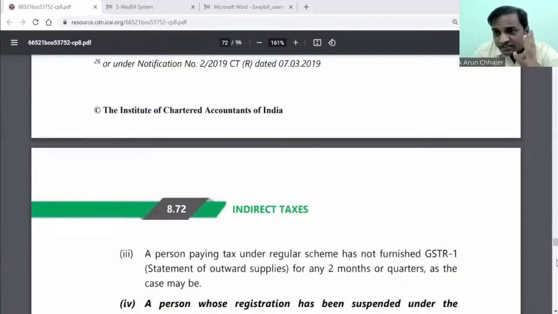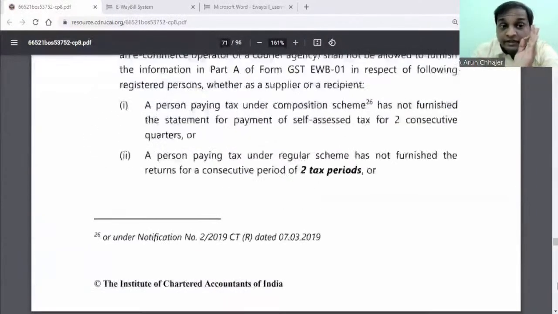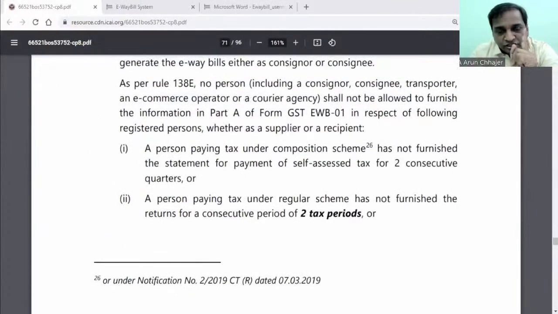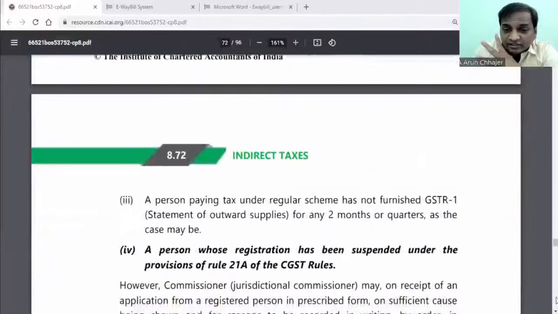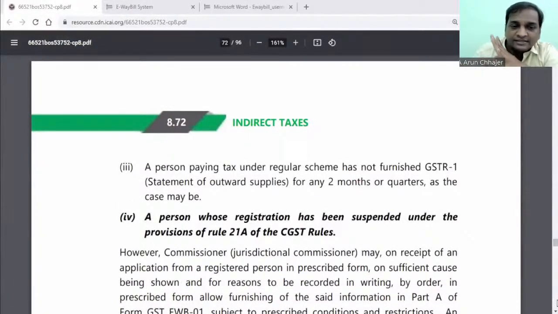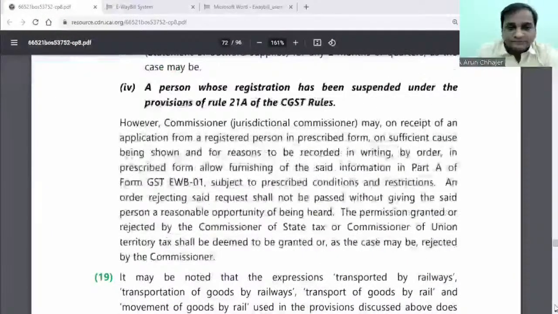So these 4 situations are important. Why is it important? If any person, whether the supplier or the recipient, is covered in any of the 4 situations, the e-way bill generation facility would be blocked. It is very, very important from a theory perspective. What are those situations? First, the composition dealer has not furnished CMP-08, the statement of payment, for 2 consecutive quarters. Second, the person paying tax under the regular scheme has not furnished the return for 2 consecutive tax periods. Third, GSTR-1 has not been furnished for 2 months or the quarter. Last, the GST number is suspended.